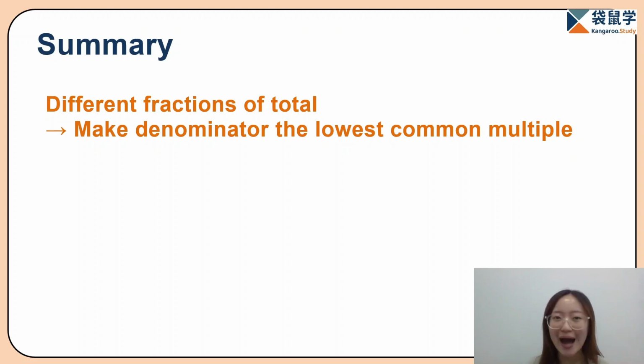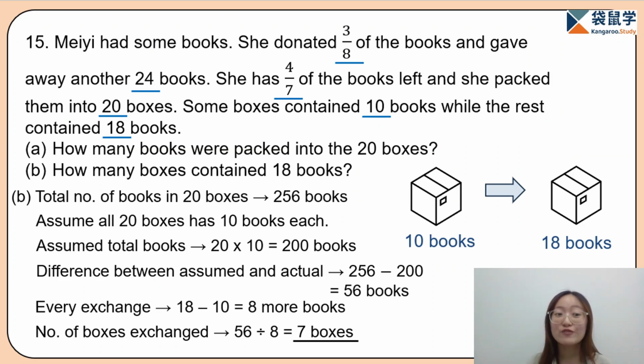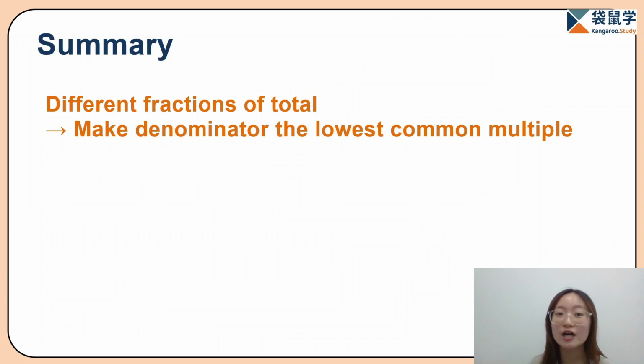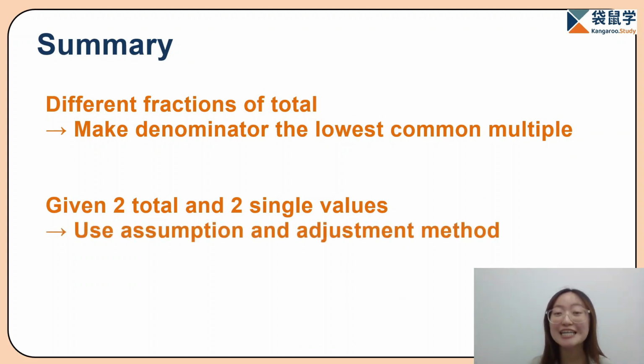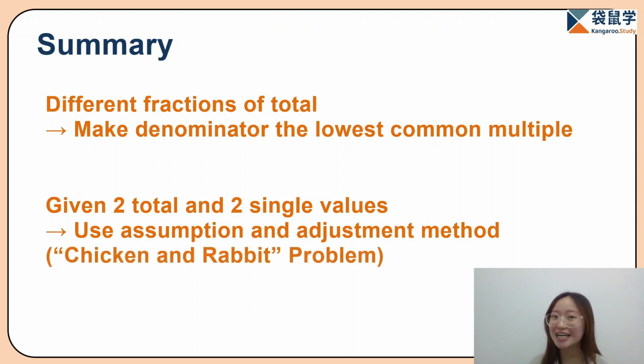Now let's take a look at part B once again. First, we had the total number of boxes, 20, and the total number of books in these 20 boxes, 256. So we have 2 total values. And we also had that some boxes contain 10 books, while the rest contain 18 books. These are 2 single values. So now, when we are given 2 totals and 2 single values, we can use the assumption and adjustment method. And this problem is also known as the chicken and rabbit problem.